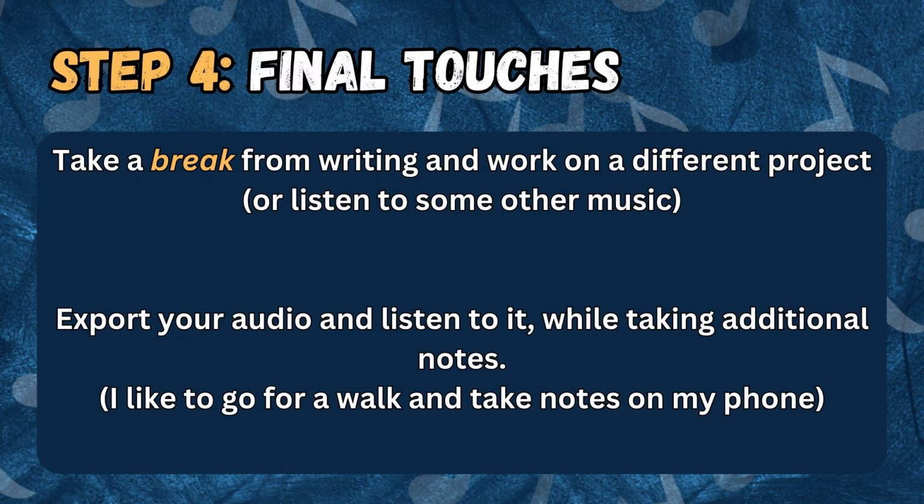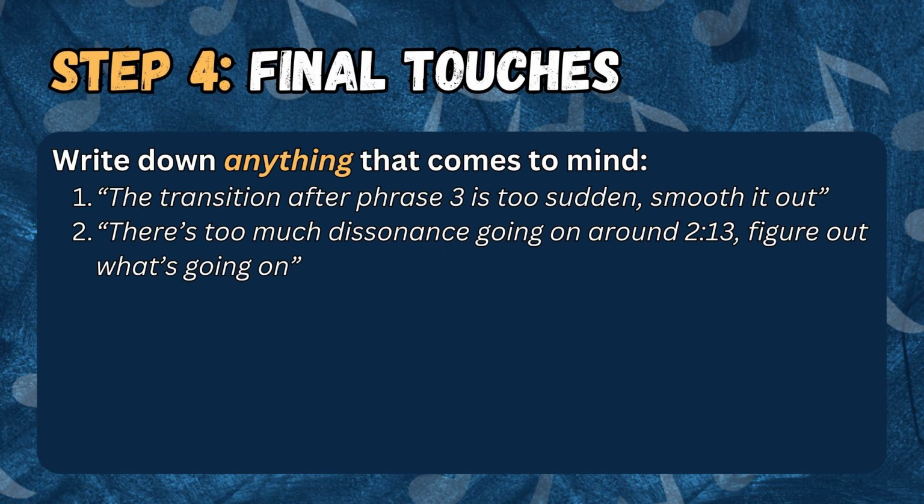Take additional notes on anything that sticks out to you as needing to be smoothed out or adjusted. Typically, I'll export my music arrangement as an MP3 file and just listen to it on my phone while going for a walk. I'll listen to it on repeat and take a few simple notes on my phone. Things like, the transition after phrase 3 is too sudden, I need to smooth it out. Or maybe, there's too much dissonance going on around 2 minutes and 13 seconds. Figure out what's going on there.